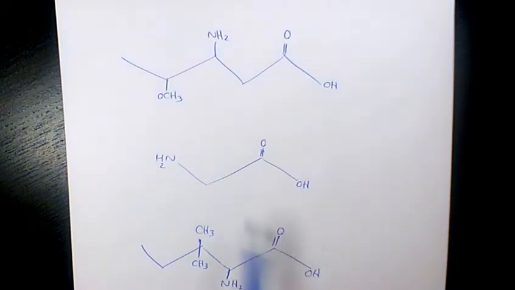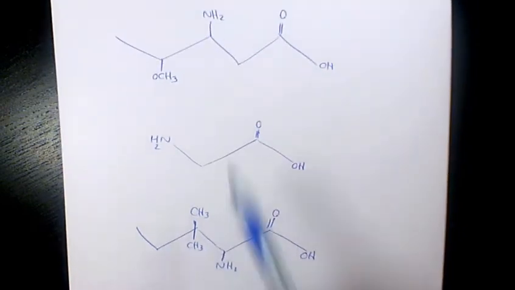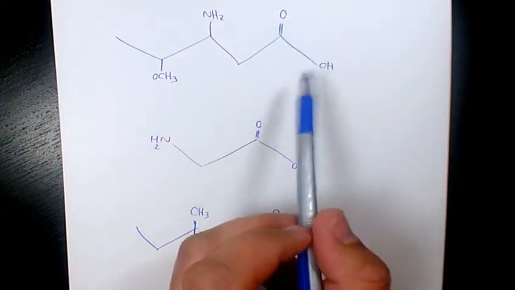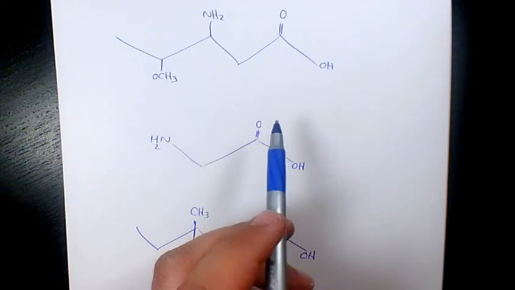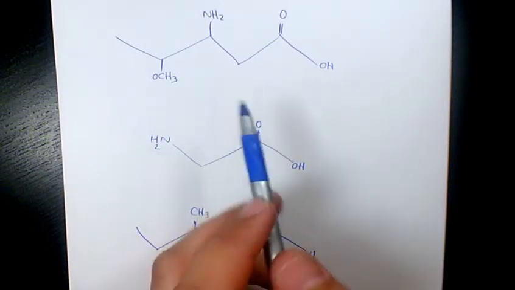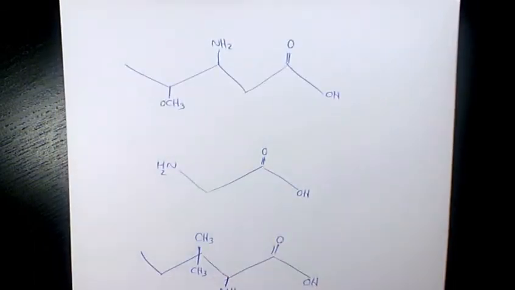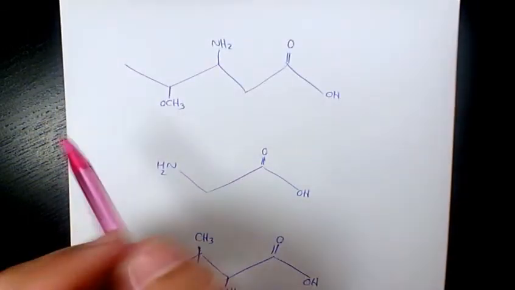And all 3 of them have an amino group, NH2, NH2 and NH2. You know NH2 belongs to the amine family. But here, since we have carbonyl and OH, which is a carboxylic acid, that takes priority over the amino group. That's why we call it an acid.